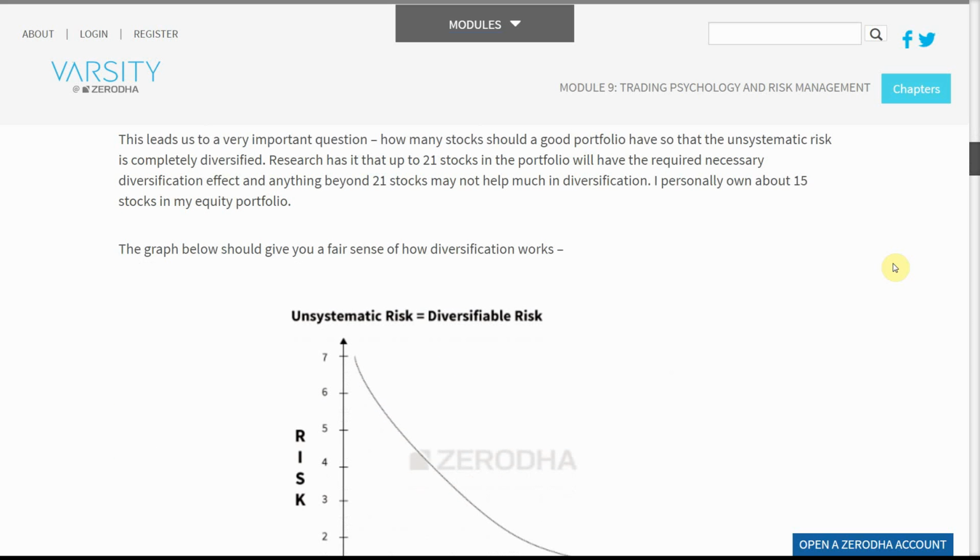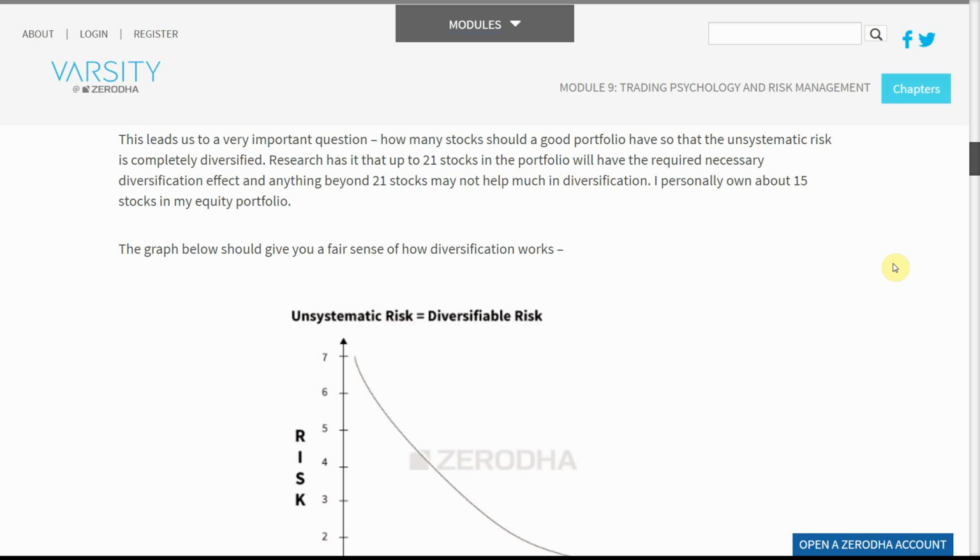This leads us to a very important question: how many stocks should a good portfolio have so that the unsystematic risk is completely diversified? Research has it that up to 21 stocks in the portfolio will have the required necessary diversification effect, and anything beyond 21 stocks may not help much in diversification. I personally own about 15 stocks in my equity portfolio.